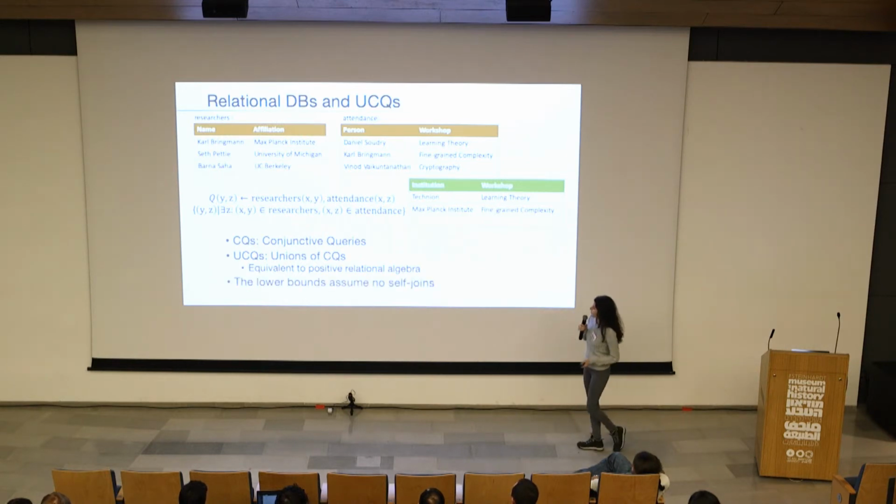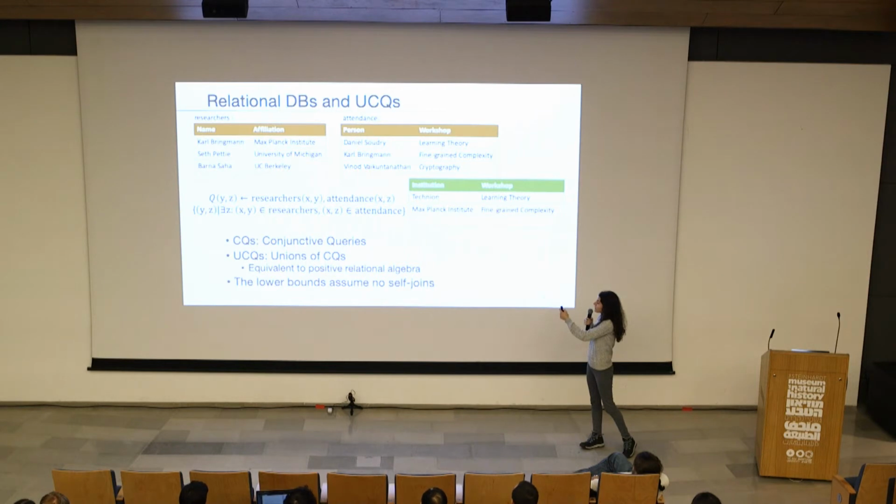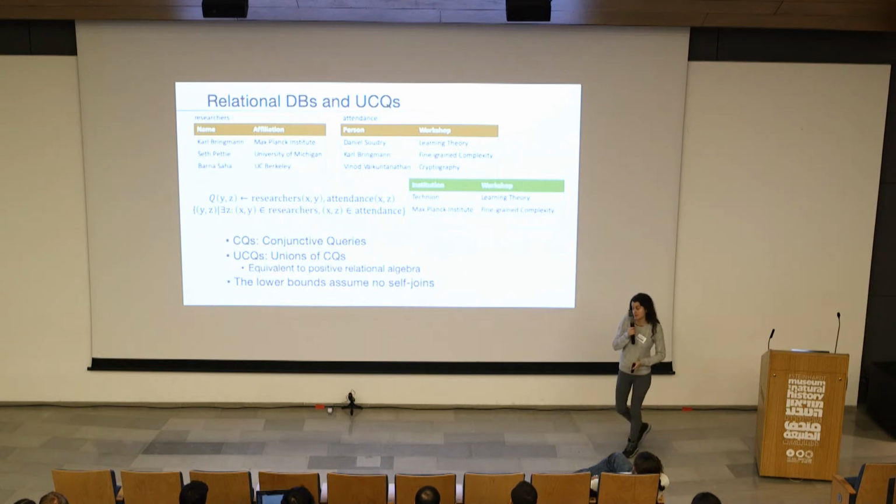So when I define the queries, I should probably mention that the lower bounds that we will see here only apply for queries with no self-joins, which means that you can't use the same relational symbol twice in the same conjunctive query. So if both of the tables in the query are researchers, and not researchers and attendance, then the lower bounds don't apply in this case.